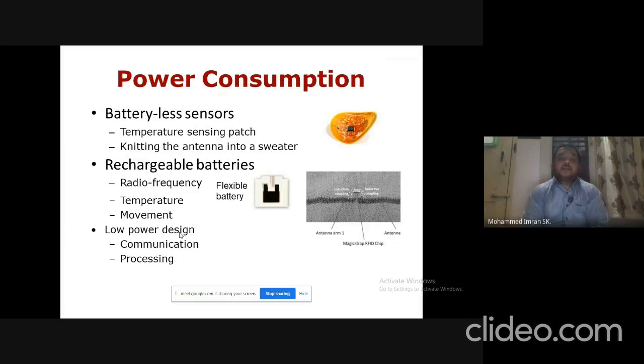Again, we have these power consumptions. Batteryless sensors are also coming nowadays. A temperature sensing patch will be there, knitting the antenna into a sweater. That is also possible. And recharging the batteries based upon radio frequencies, temperature, and movement. Again, we have low power design, like communication processing, and flexible battery is also there in this. So this is some kind of magic strap RFID chip. This is how it looks, and this is some kind of sensor, or you can say the temperature sensing patch, knitting the antenna into a sweater.